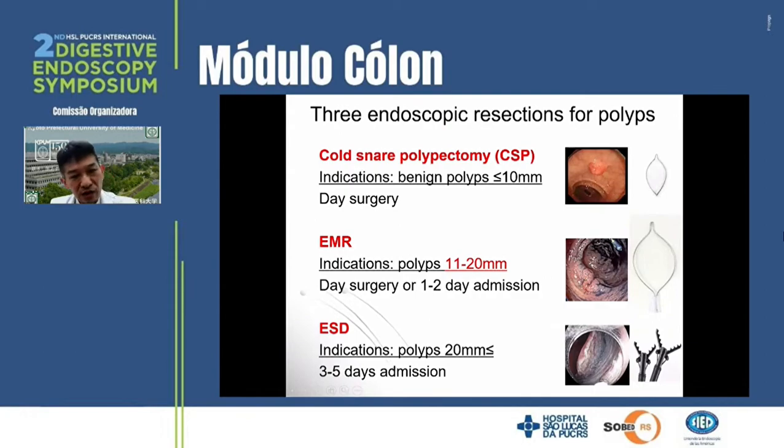First of all, as you know, there are three main endoscopic resections for colorectal polyps, such as cold snare polypectomy, EMR, and ESD. Regularly, it is decided according to the size of lesions and malignancy or not.